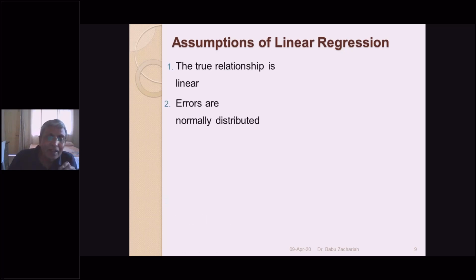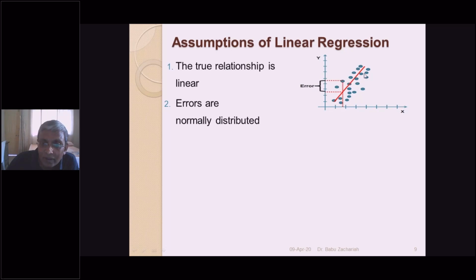Second, errors are normally distributed. I'll explain this one. Say, consider the case here. The scatter diagram is there, okay? And here there's a point. So for that X value, the corresponding Y value is this. But I have put this line of regression like this. According to that, for this X value, the predicted value of Y is this one. Observed value of Y is this one. The difference between the observed and the predicted is the error.